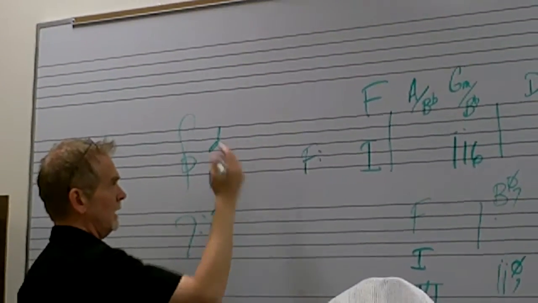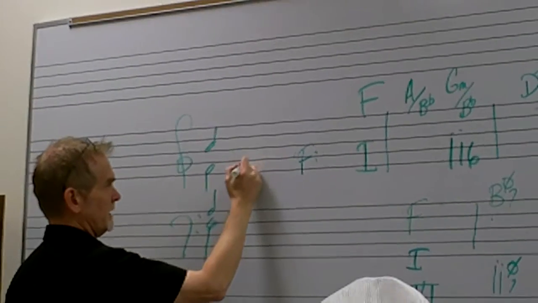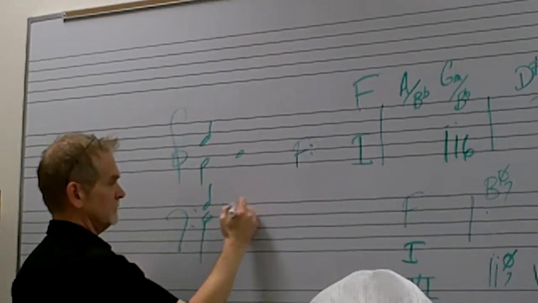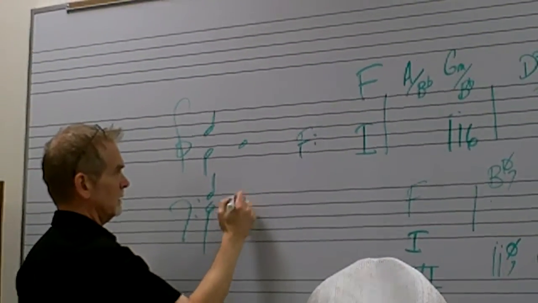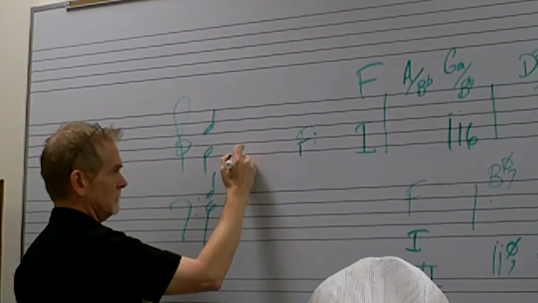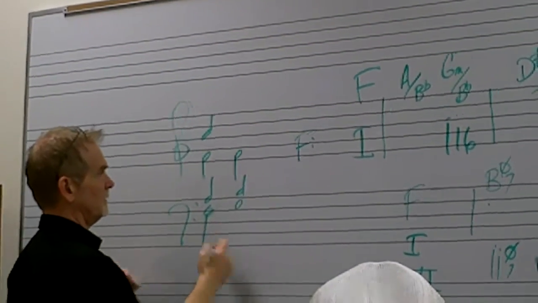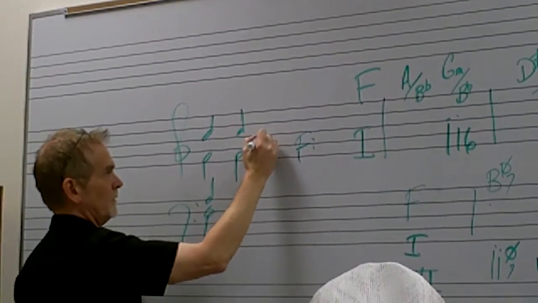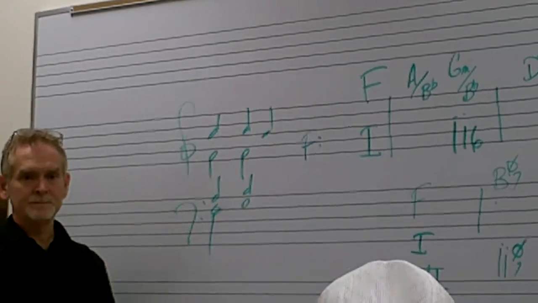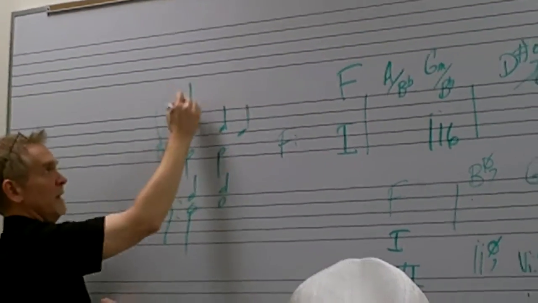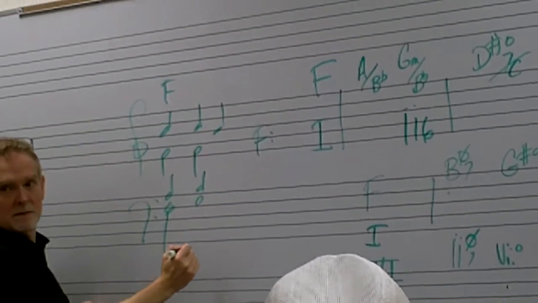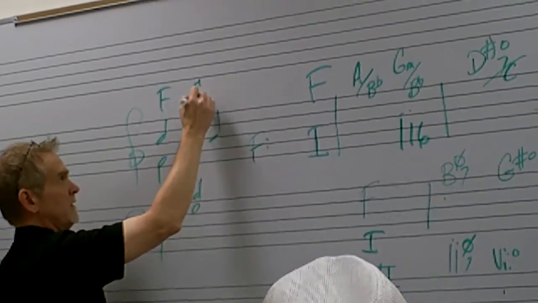okay, to a G minor 7, okay? Trying to think off the top of my head. Okay, so I have F major. This is G minor 7.